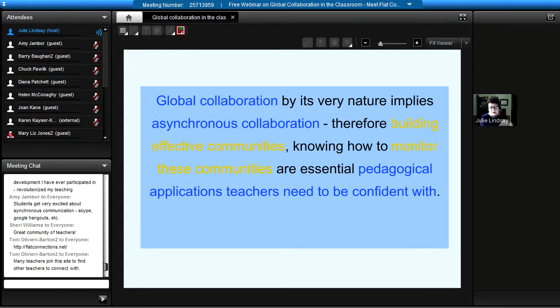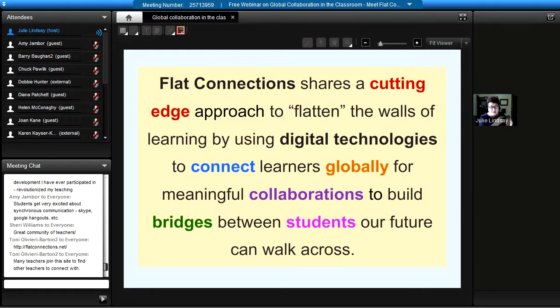So just coming towards a bit of a definition here, and I'll read this out. Global collaboration by its very nature implies asynchronous collaboration, therefore building effective communities, knowing how to monitor these communities. You don't just build them and hope people will come and hope your students will have a good learning experience. They won't unless you're there to monitor them and support them and encourage. These are essential pedagogical applications teachers need to be confident with. And this is what we talk about at Flat Connections, building confidence, building expertise in these learning spaces and communities.